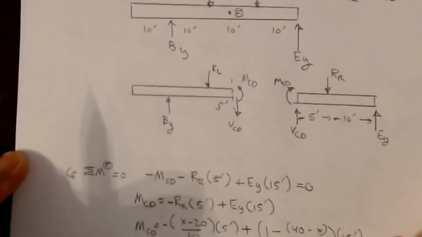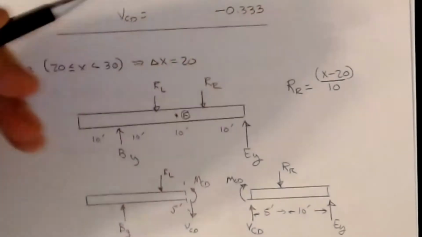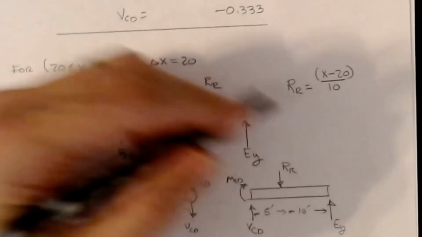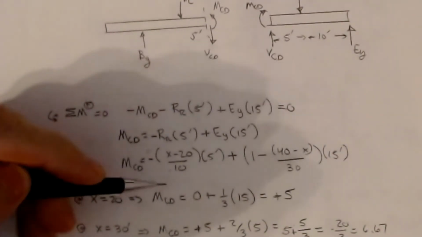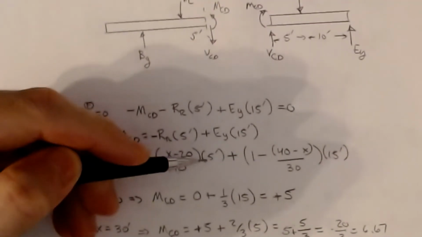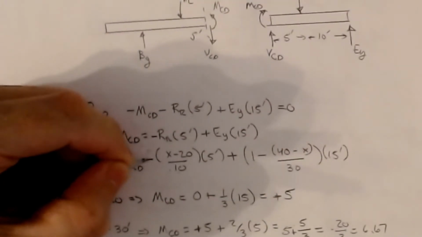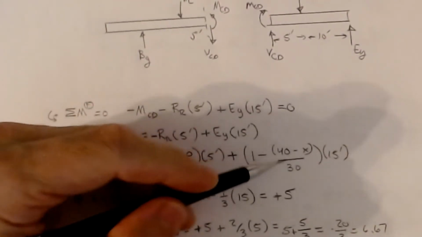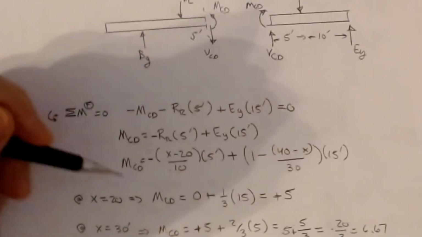Okay. So now, one thing that we've got to account for is the RR equation, all right? So remember, our offset is 20, so our RR for this is x minus 20 over 10, and that's what's going to get plugged into our equation down here. And so all I've done is plug in RR, x minus 20 over 10, multiplied by 5 feet, okay? And there's a negative sign, got to watch your negative there, okay? And then 1 minus 40 minus x over 30 times 15 is the EY reaction times its distance. And so that's our equation.